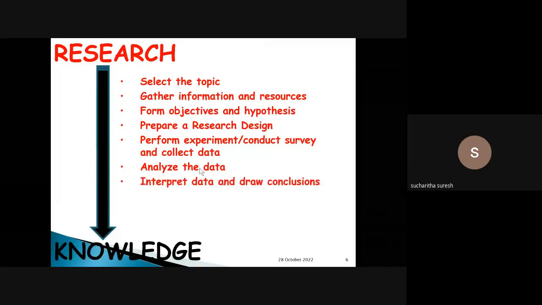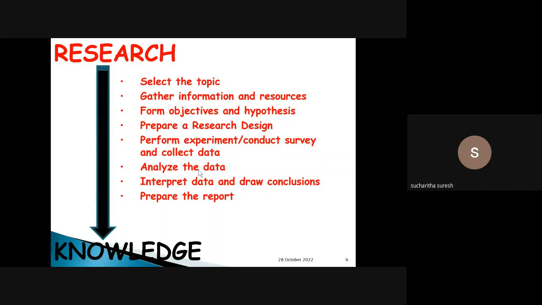Whatever analysis we get through statistical components, values and measures needs to be interpreted, the hypotheses need to be tested, and we have to draw conclusions.